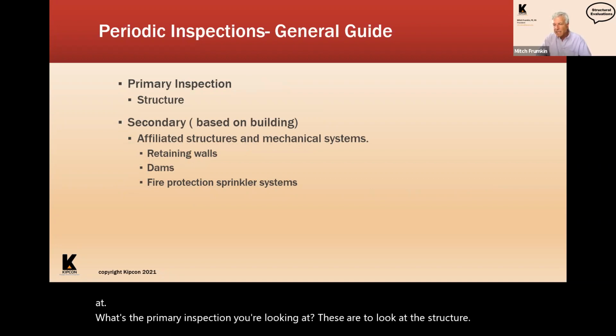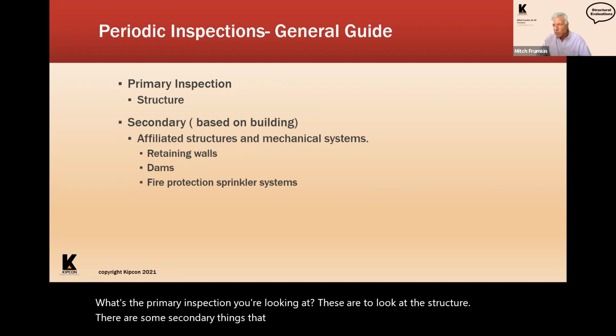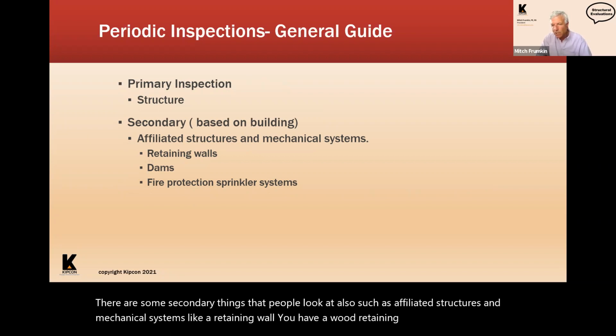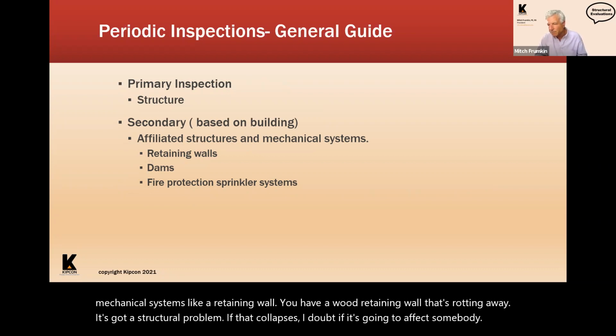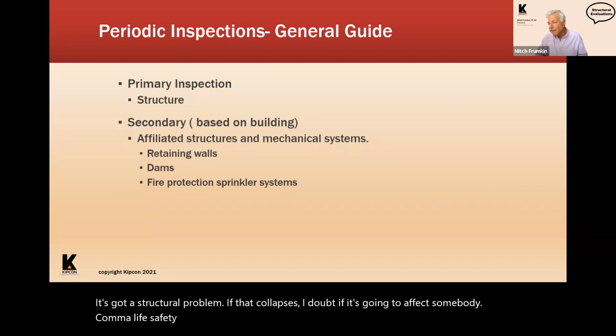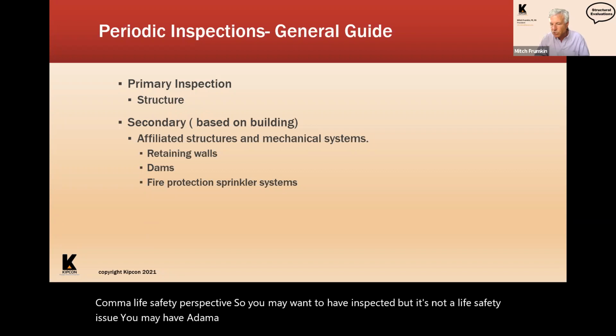There are some secondary things that people look at also, such as affiliated structures and mechanical systems, like a retaining wall. You have a wood retaining wall that's rotting away. It's got a structural problem. If that collapses, I doubt if it's going to affect somebody from a life safety perspective. So you may want to have it inspected, but it's not a life safety issue. You may have a dam, a concrete dam. How often should you inspect that?